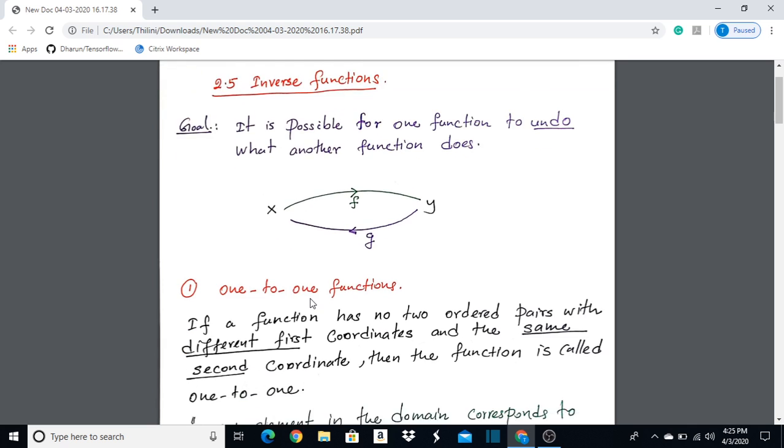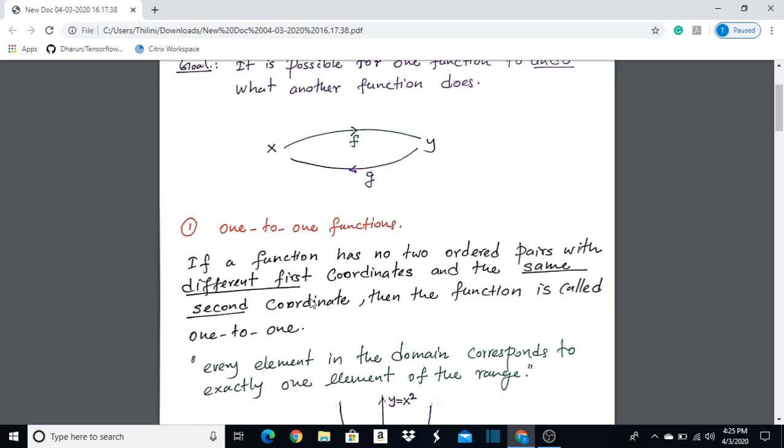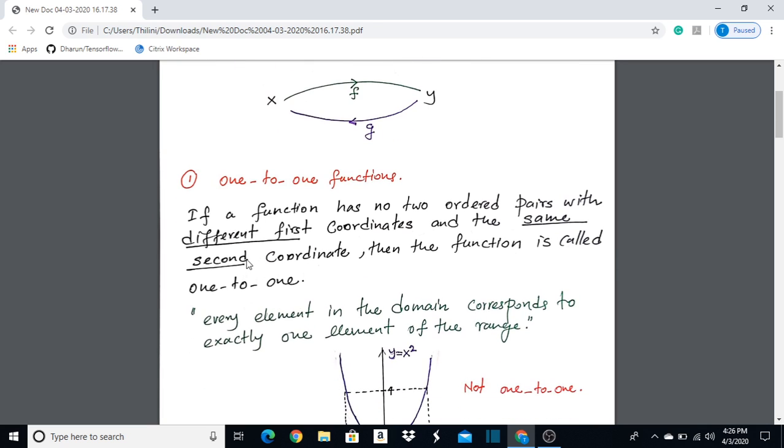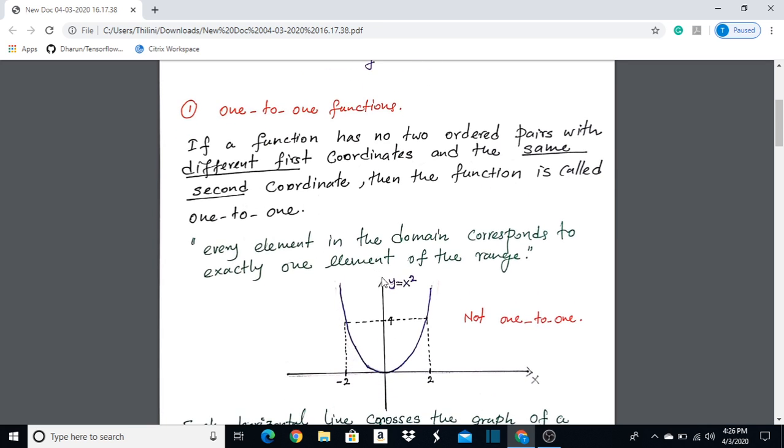Before talking about inverse functions, first we need to talk about one-to-one functions. We say a function is one-to-one if it has no two ordered pairs with different first coordinates and the same second coordinate. Let's look at an example. Here is the function y equals x to the power 2. In this function, you can see that we have two different inputs, negative 2 and positive 2, but with the same output 4. So that means this function is not one-to-one.